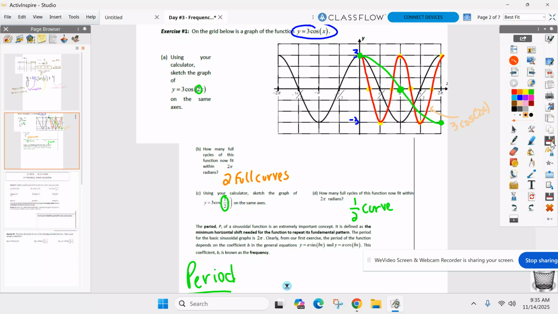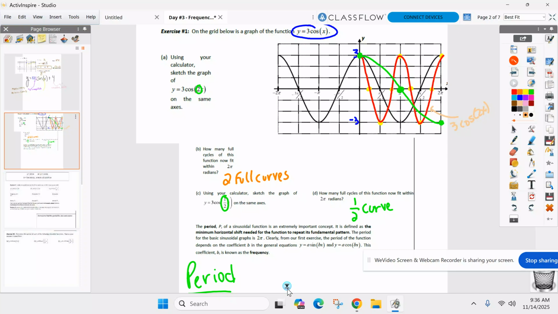Let me say that again. My red one up here. Where on the x-axis did it start repeating itself again? Because it's not 2 pi anymore. Anybody see where it was? Where did it start repeating, Tyler? At pi. Everyone agrees? Once I hit pi, it started repeating again.